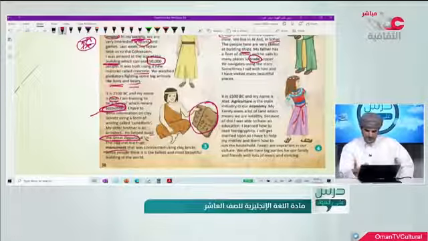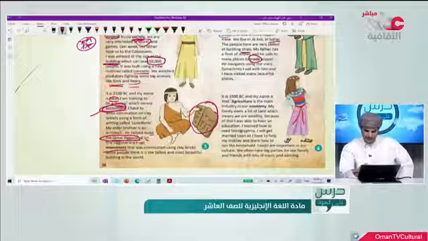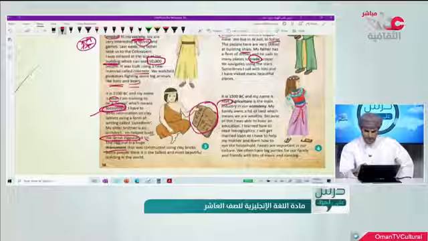Who is Atit? It is 1500 BC and my name is Atit. Agriculture is the main industry in our economy.